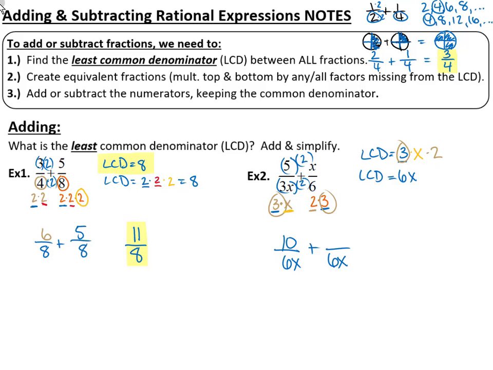There's our equivalent fraction. Our second one, we've got the 6, which remember is 2 times 3. So it's got the 3 and the 2, right? It's missing x. So we need to multiply top and bottom by x to get to 6x.